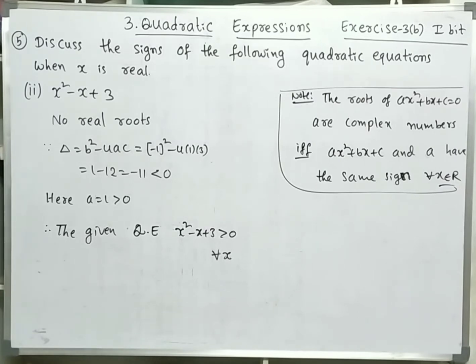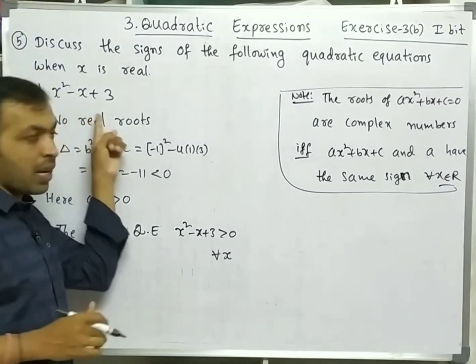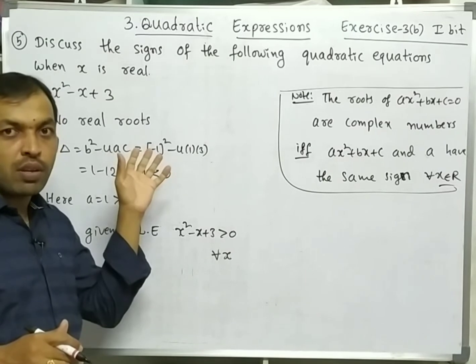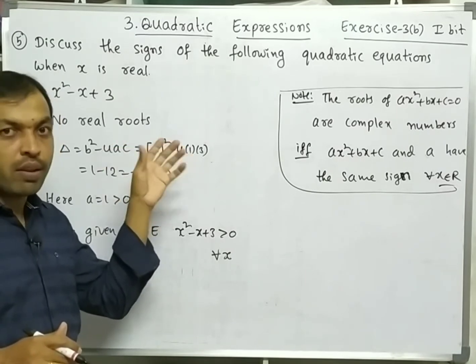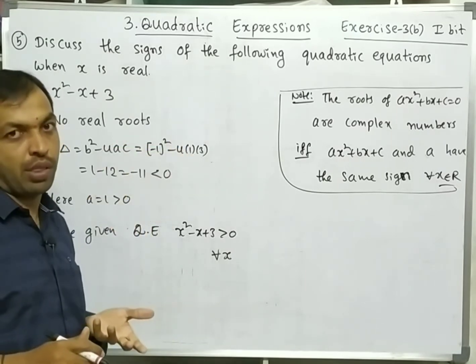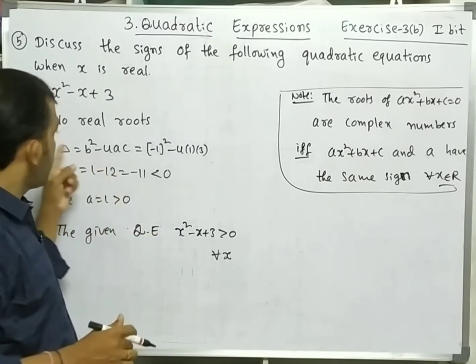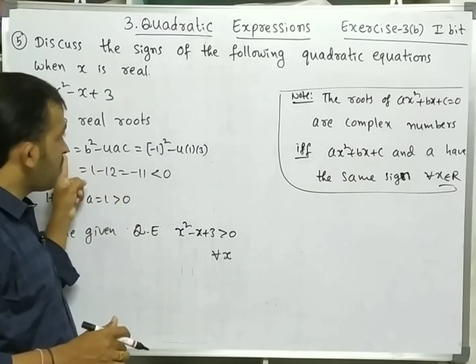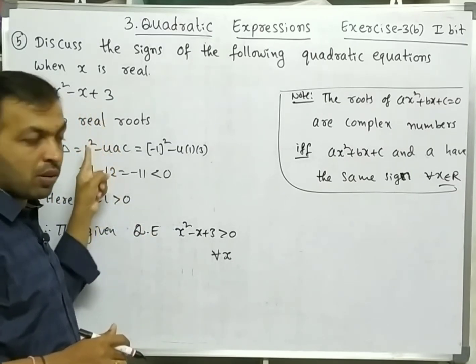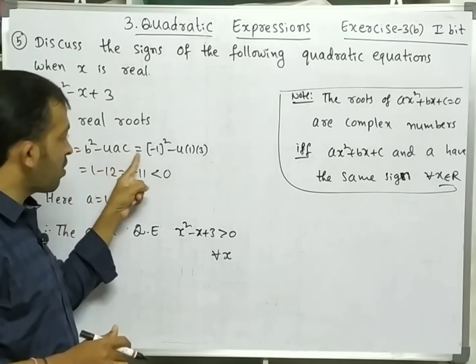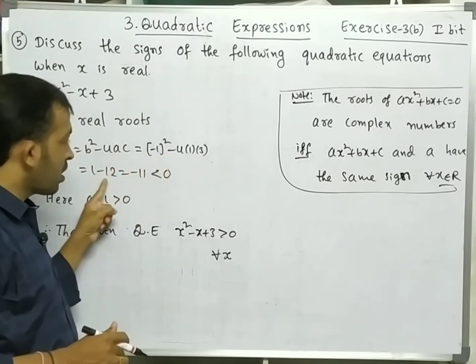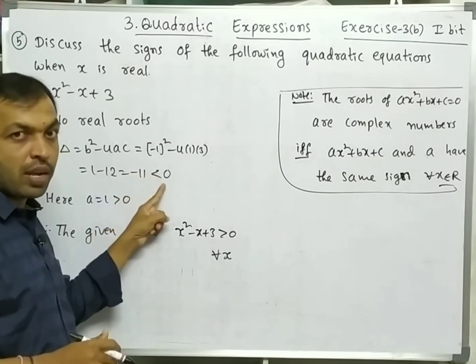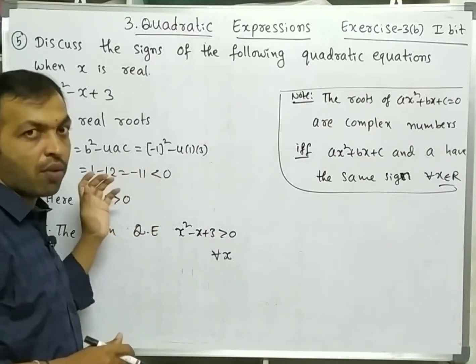Second problem. So x square minus x plus 3 is the quadratic expression, equate to 0, then there are no real roots. Okay, so why? The discriminant of this quadratic expression is delta equal to b square minus 4ac. So the discriminant is minus 11, which is negative. In this case no real roots, we have complex roots.